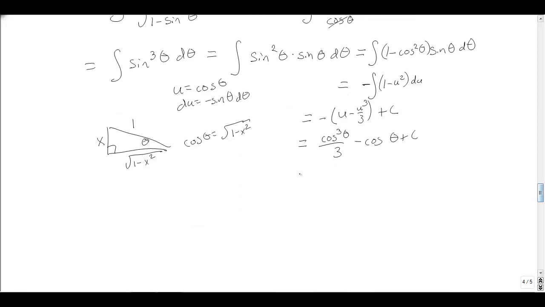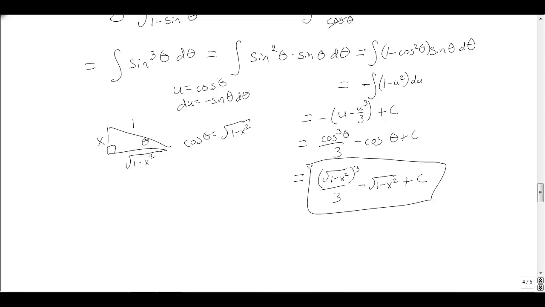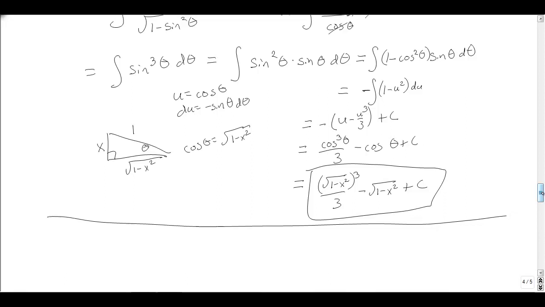And what that means is, you could write it as the square root of 1 minus x squared, cubed, over 3, minus the square root of 1 minus x squared, plus c. So that's one way to do this, and I think I saw some people do this here. Fairly typical. But there's another way to do this that's going to feel very different.